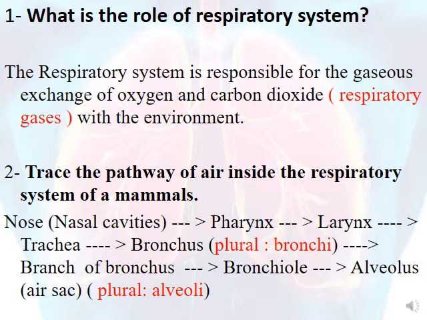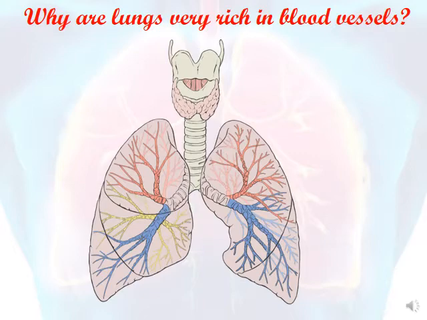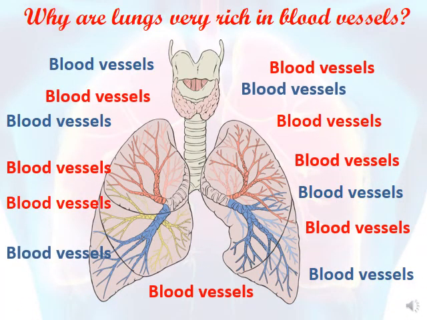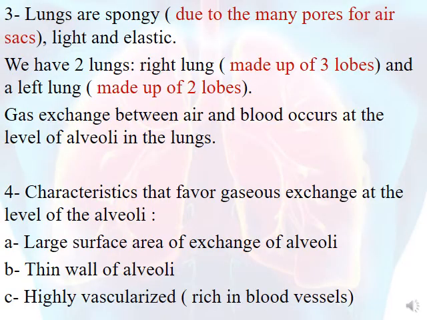Trace the pathway of the air inside the respiratory system of mammals. So it moves from the nose through the nasal cavities, then to the pharynx, to the larynx, the trachea, the bronchus, the bronchioles, and we have the alveoli, which are the air sacs. Why are the lungs very rich, as you see here, in blood vessels? This will help us to understand in the coming slides.